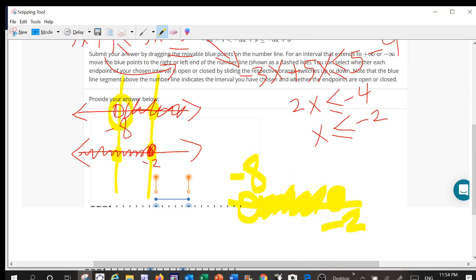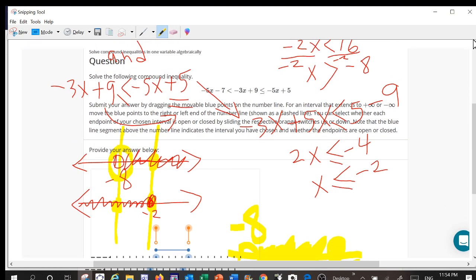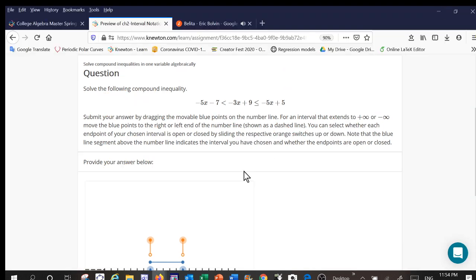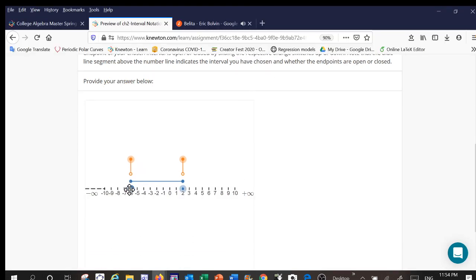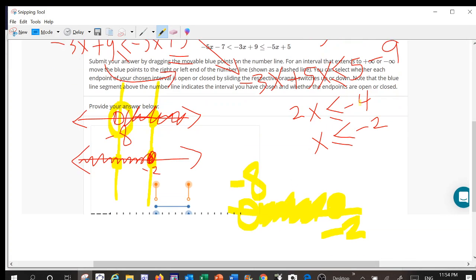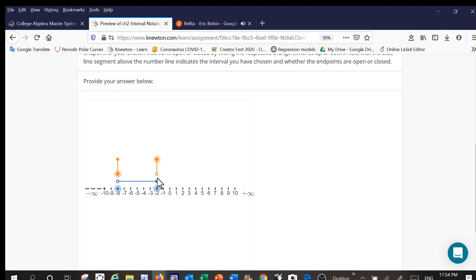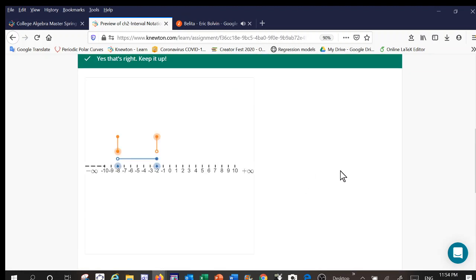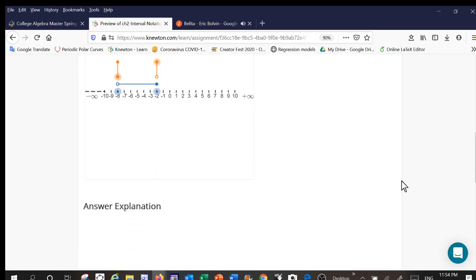Right? So all the numbers from negative 8, we don't want negative 8, and then to negative 2. Yeah, negative 8 to negative 2. So negative 2, and we do want negative 2, right? Yes. So negative 8 we don't want, and negative 2 we want, and all the numbers in between. So that is the solution for that one.